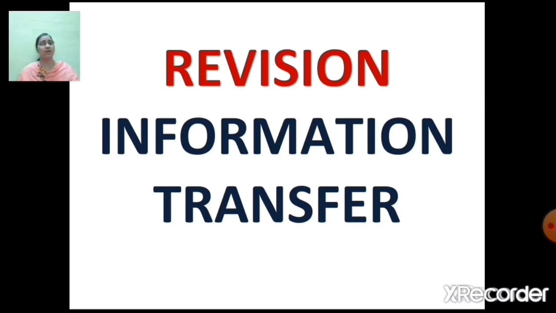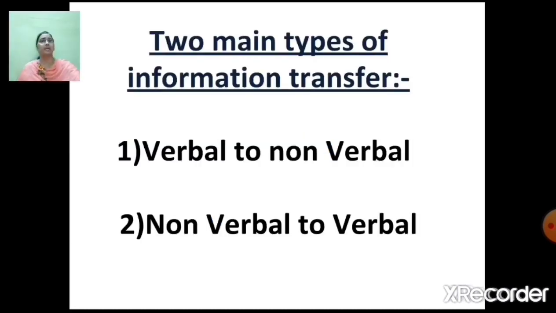So students, do you all remember what an information transfer is? Yes. Information may be in the form of text, picture, graphs, flowcharts, tables, etc. The conversion of information from one form to another is called information transfer. Now students, there are two main types of information transfer: verbal to non-verbal and non-verbal to verbal.